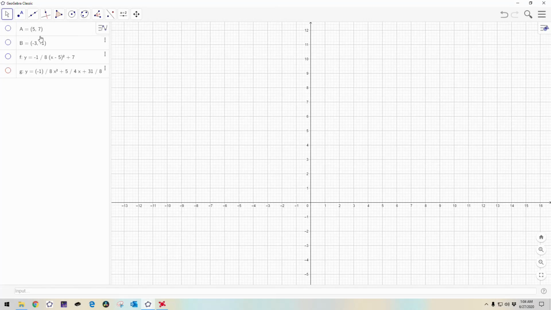So one last quick look. There's the 5, 7 point, and there's the -3, -1 point. The point over here at A is supposed to be the vertex. Notice if I type in the equation that we calculated, it is actually the parabola whose vertex is at this peak, and it goes through the point B like it's supposed to. Also, we had the other version of the equation, -1/8 x squared plus 5/4 x plus 31/8, and it as well is the parabola that has the vertex there at A and goes through the point B. Thanks for watching.